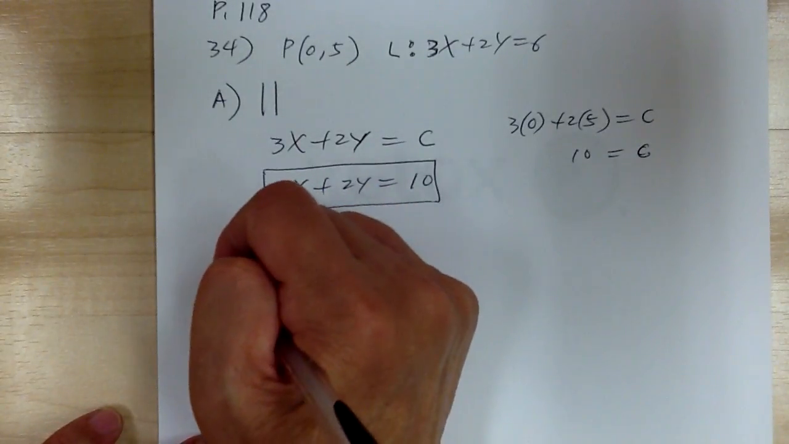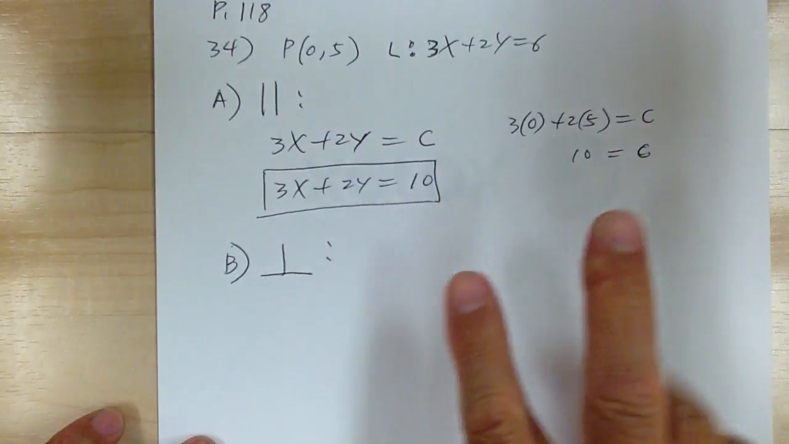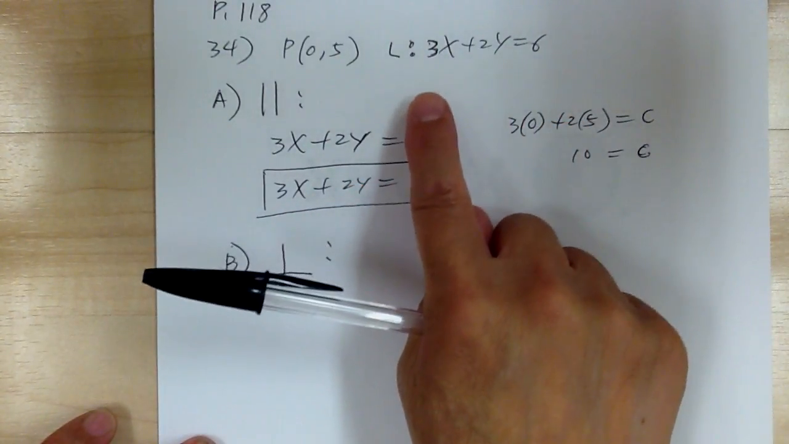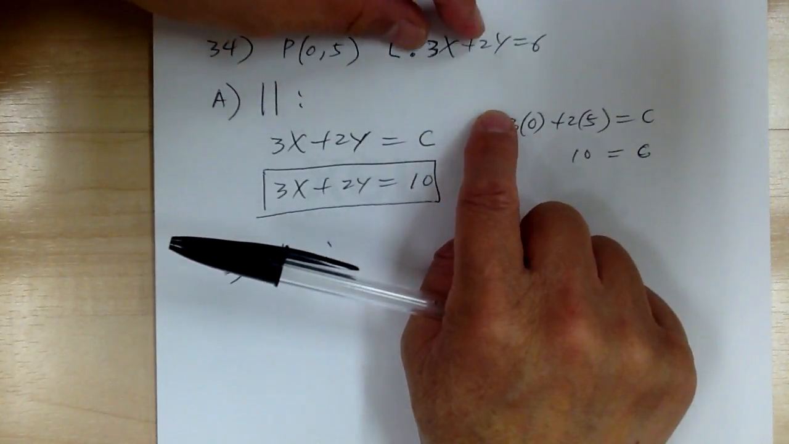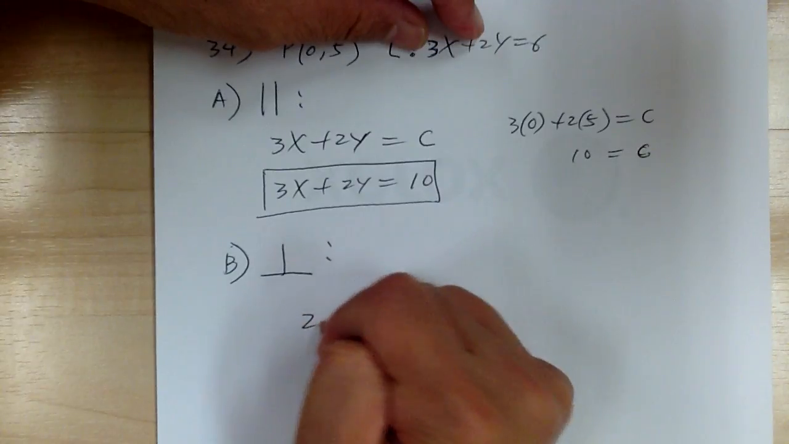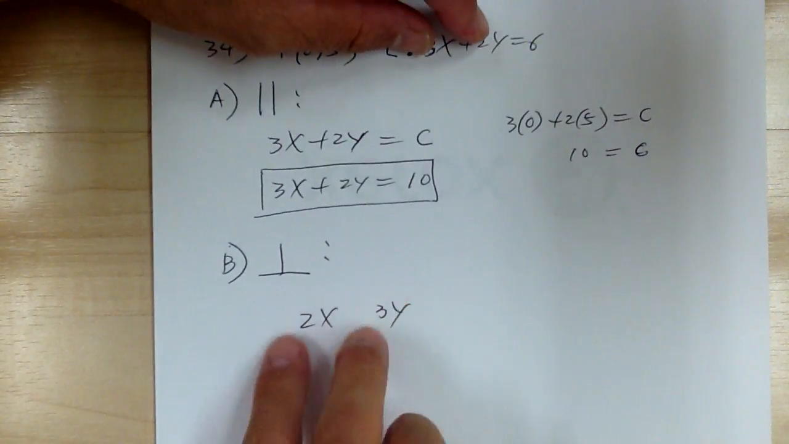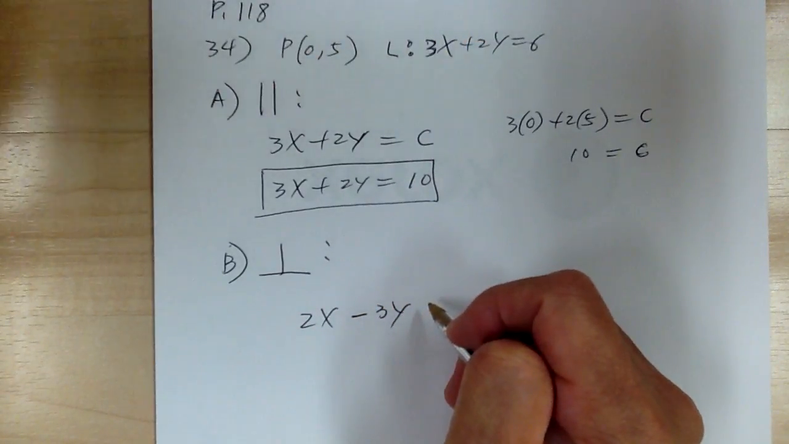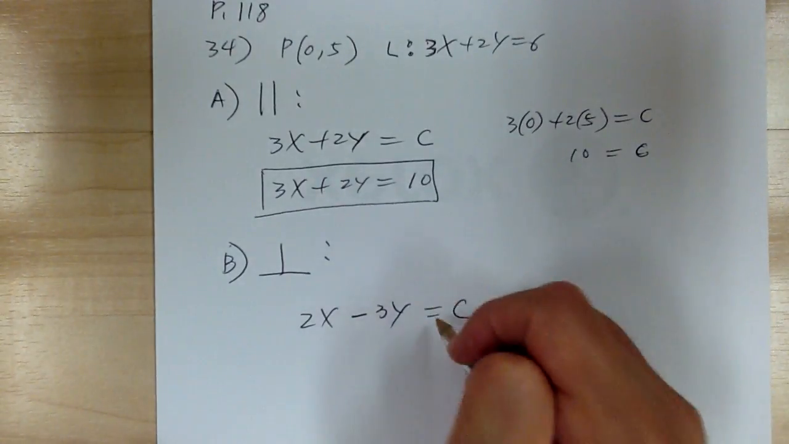Okay. Now B, you're looking for perpendicular. Now perpendicular, the slope will be the negative reciprocal. So the perpendicular to that, you're going to get the negative reciprocal. So first you have to switch the numbers, so you're going to get the 2x and the 3y. Right? See, right now it's 3x, 2y. So first you have to switch the numbers and change the sign. Right? Again, the perpendicular line is going to be the negative reciprocal. And it's going to be equal to a number.